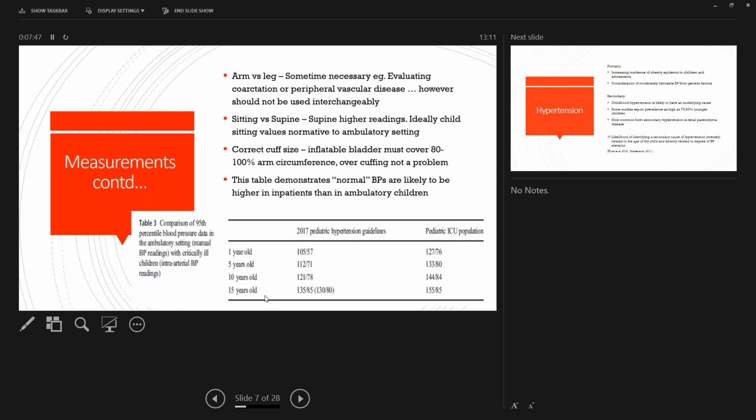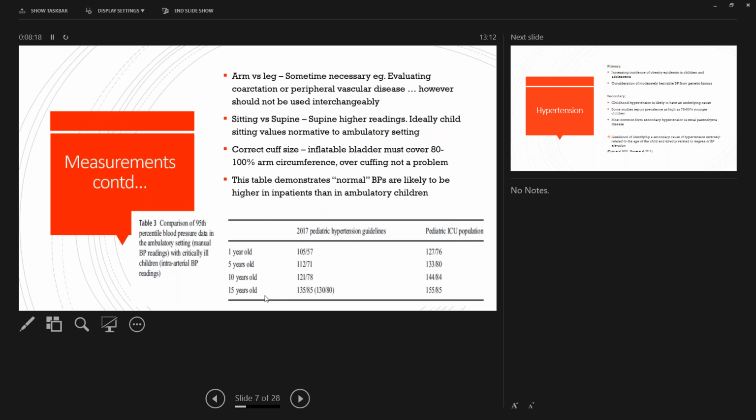Sitting versus supine is also another one. Supine has higher readings and a lot of children in hospital will be supine anyway. So ideally we should try and get the child to sit so we can measure their blood pressure in the sitting position. And this is because these values are then normative to the ambulatory setting, say at home or out of hospital environment.